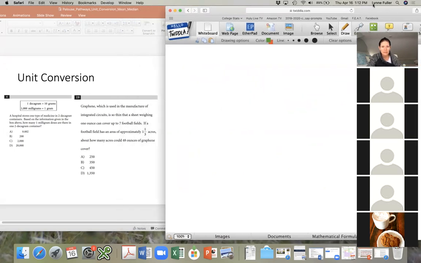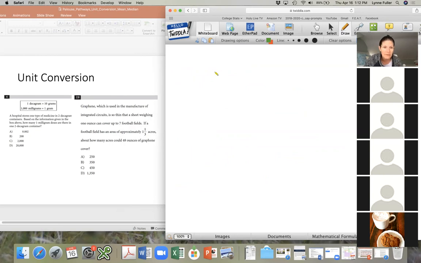Number 19 is math with a calculator. So if you have your calculator, feel free to use it. And so it's a medium problem. It's the end of the medium problems. And we're going to have to do a couple of steps of unit conversion here.